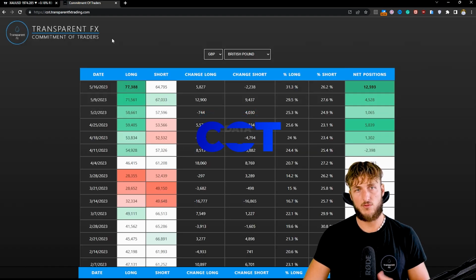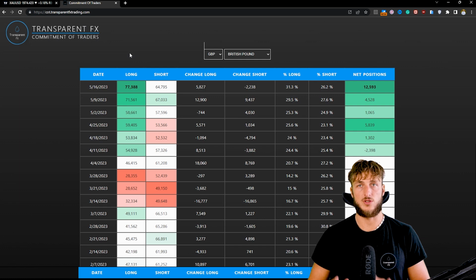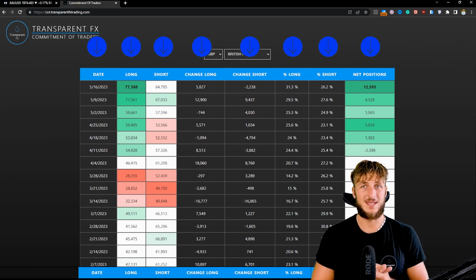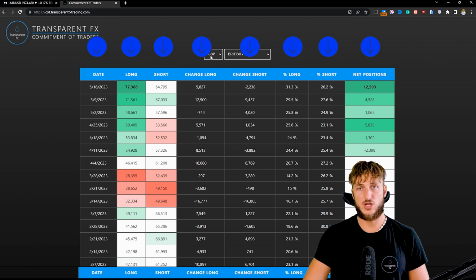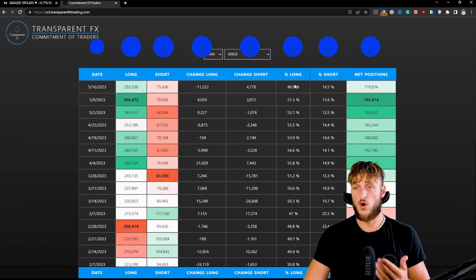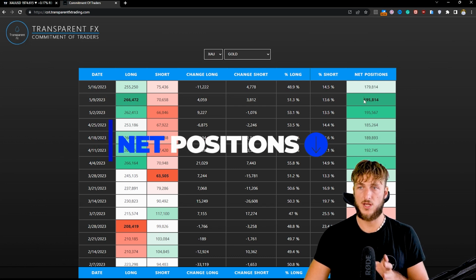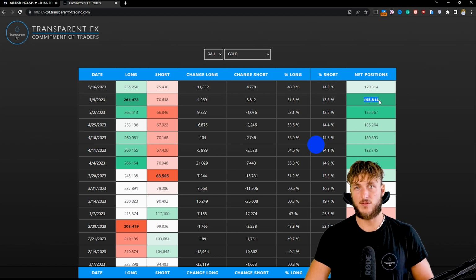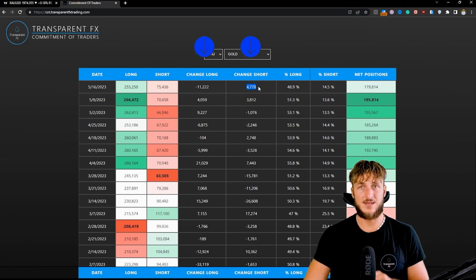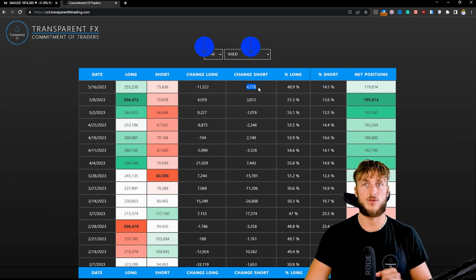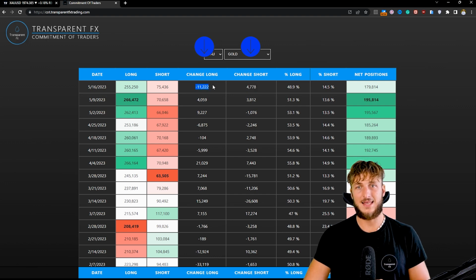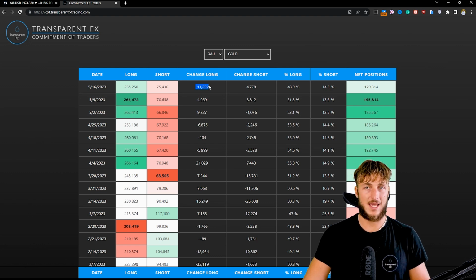Now, if we go and see what we have when it comes to the commitment of traders, so the COT data, which is what the non-commercials, so the biggest speculators in the market, are doing, and we check the data precisely for gold, what we can see here is that net positions are now decreasing. With the last report, we went from 195k net positions down to 179k net positions, with 4,700 shorts added and 11,200 longs closed from an institutional perspective on gold. So institutions are now adding shorts and closing longs, making gold weaker.